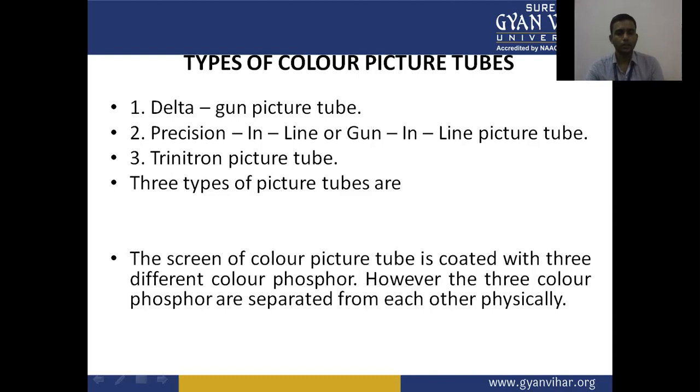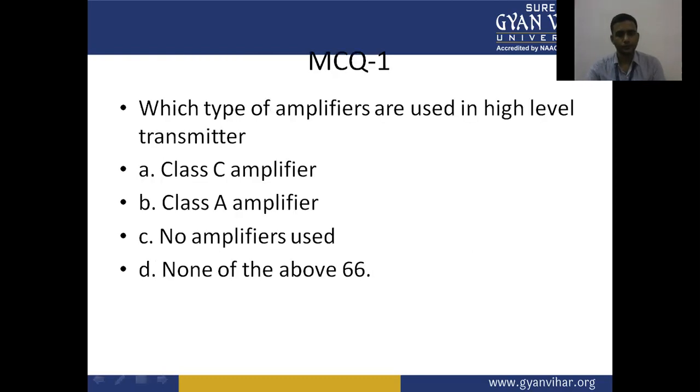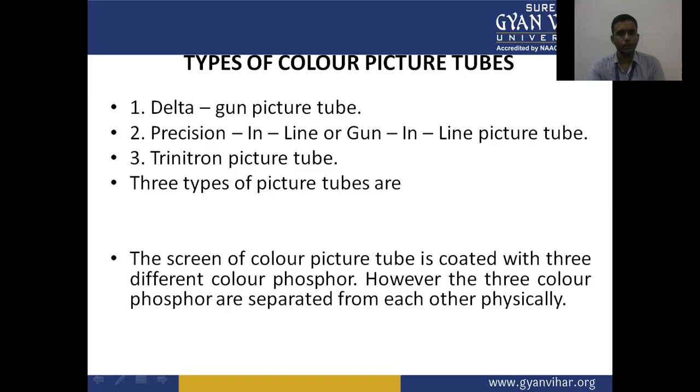However, the three color phosphors are separated from each other physically. These are the types of the color picture tube. In the next lecture, we will discuss the details of each type of picture tube. In the case of the color TV picture tube, instead of using a single phosphor material, the screen is coated with three different color phosphors, which are separated from each other physically.